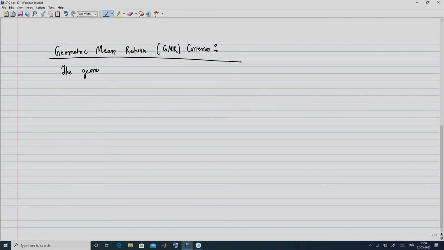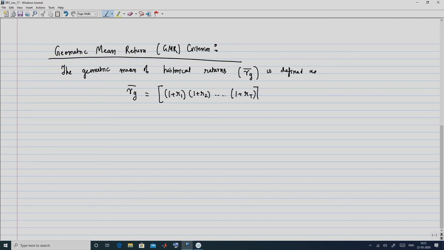So the geometric mean of historical returns, we'll denote this by RG for geometric mean and the bar at the top for the mean, is defined as RG bar is equal to 1 plus R1, that is the return for the first period, into 1 plus R2, return from the second period, into 1 plus RT, return for the Tth period, raised to 1 by T, minus 1. So this can be written in the short form, product of 1 plus Rt, t is equal to 1 to capital T, raised to 1 over T, minus 1.